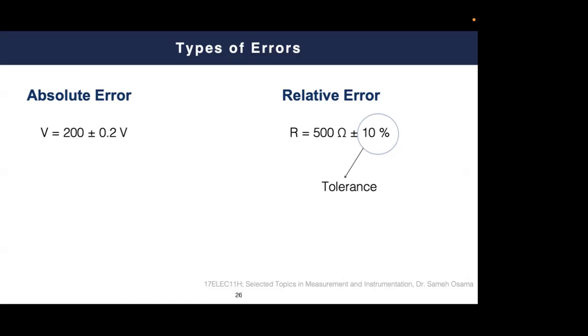So it might go up to 550, or it might go down to 450, depending on the measurements you captured or take. So these are the two ways in which we can express or demonstrate error, either in an absolute way or in a relative way.